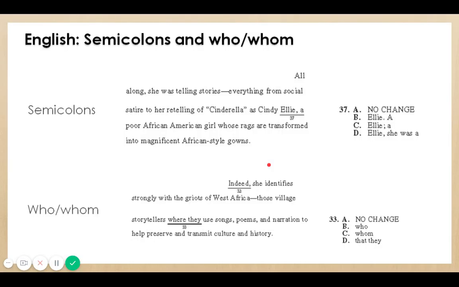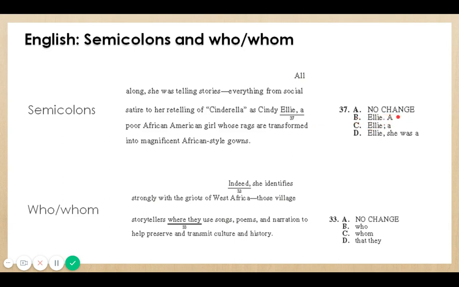Some other good pieces of advice, if I do say so myself, for the English section are semicolons and who versus whom. Semicolon: anytime you see a semicolon, you could actually replace it with a period. So a question like this would be really common on the test.